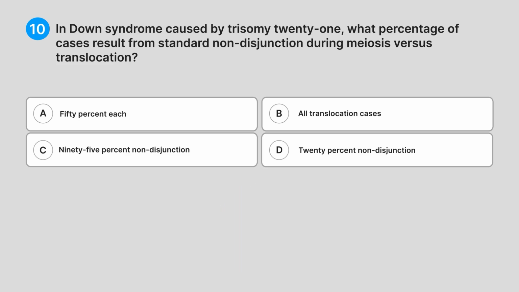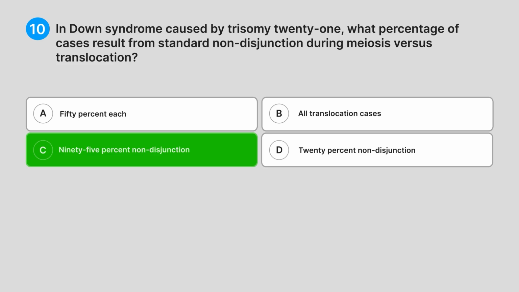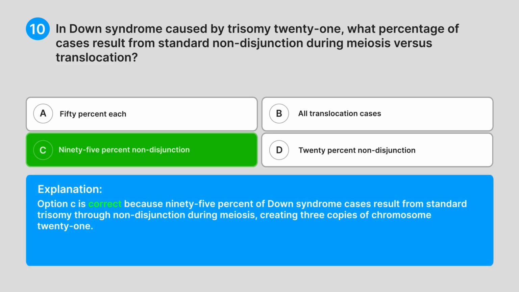Correct answer, C. 95% non-disjunction. Explanation. Option C is correct because 95% of Down syndrome cases result from standard trisomy through non-disjunction during meiosis, creating 3 copies of chromosome 21.